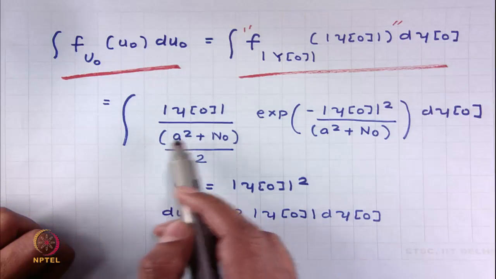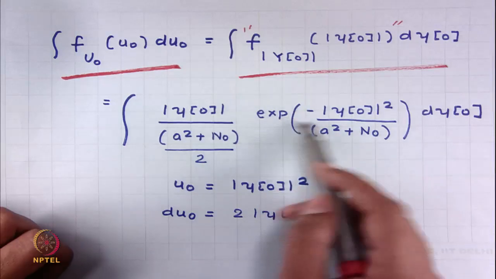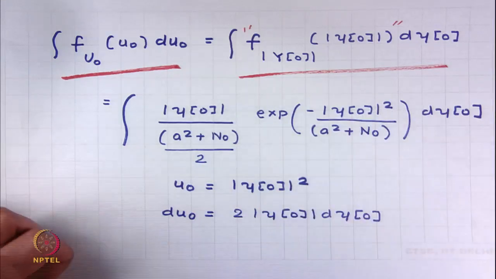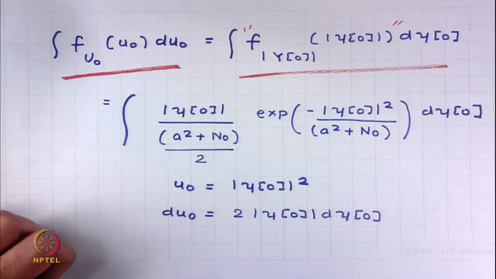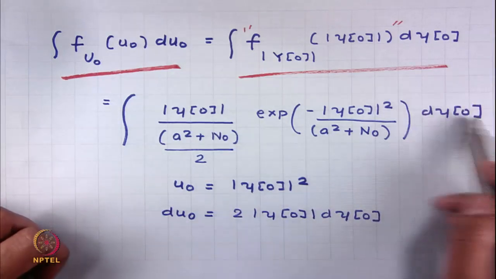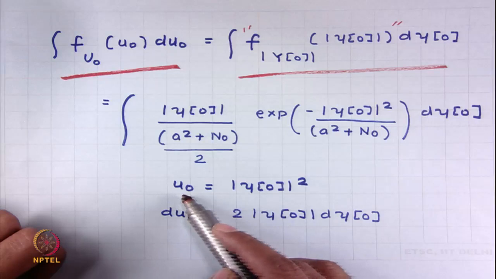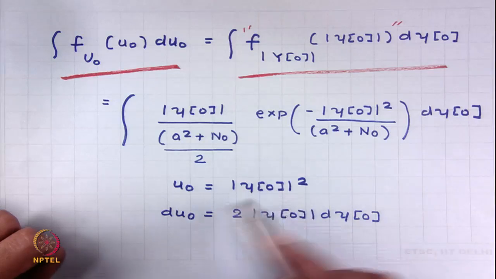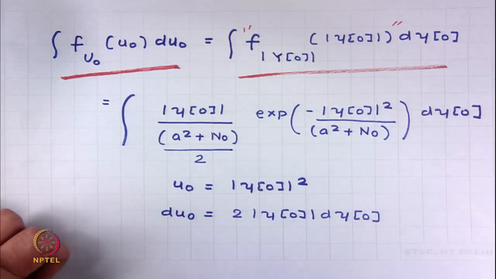is simply a square plus n naught, by 2 times exponential minus mod square of y 0 divided by a square plus n naught. And I have to integrate this thing over the numerical values y 0. Now, if u naught is mod square of y 0, then d u naught is simply 2 times mod of y 0 times d y 0.